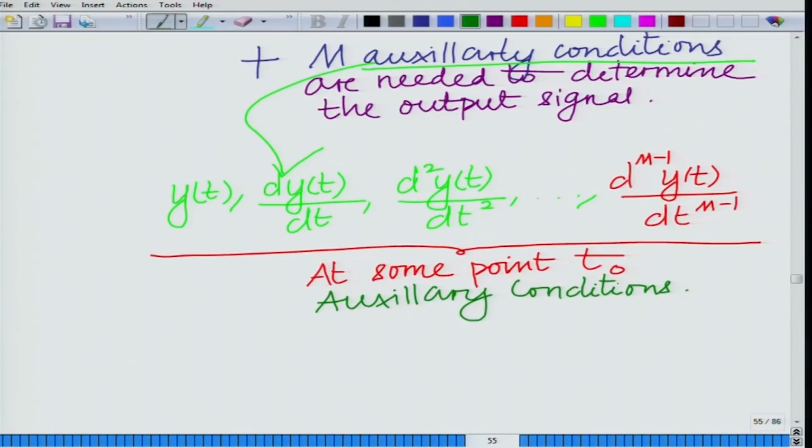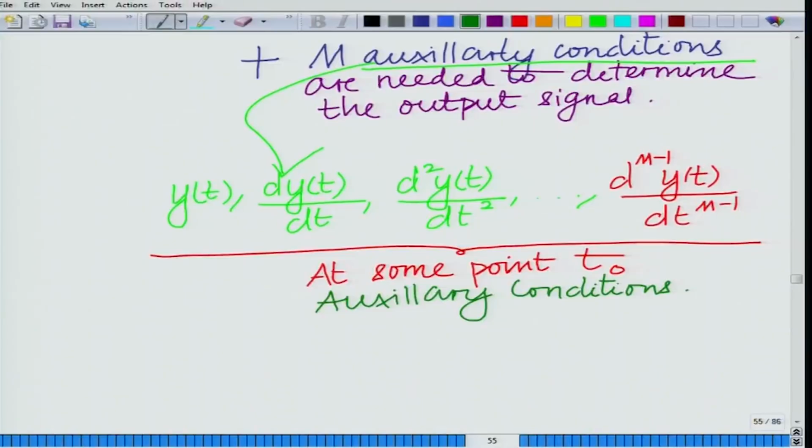These are the values of the output signal y(t), or its derivatives of various orders, that is dy/dt, d squared y/dt squared, up to d^(m-1) y/dt^(m-1), and these have to be specified at some point t naught, so as to uniquely determine the solution for the output signal y(t) for this system described by the differential equation.